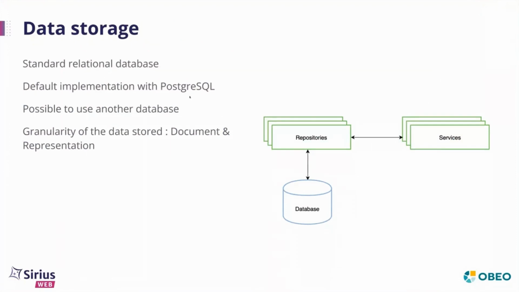And one last point about our backend and our architecture is that the granularity of the data stored in the database is at the document and representation level. And it is therefore logical to find a relational database in the Sirius Web architecture with tables such as project, user, representation, document, team, and so on. And we provide a default implementation, which is based on PostgreSQL.